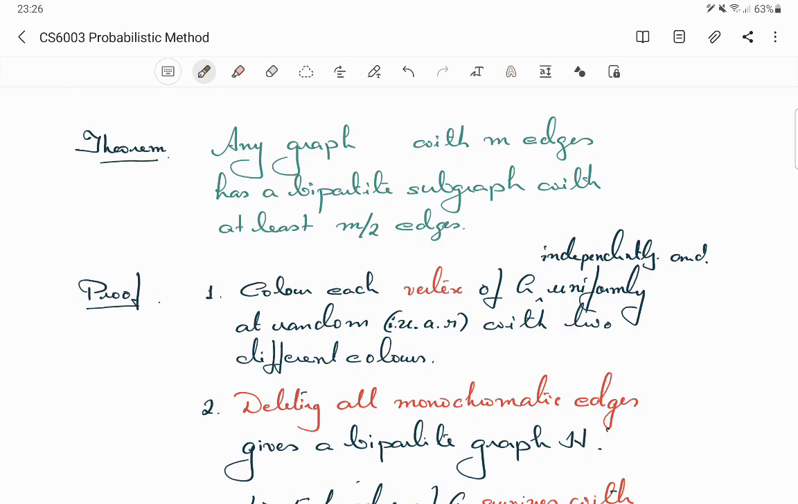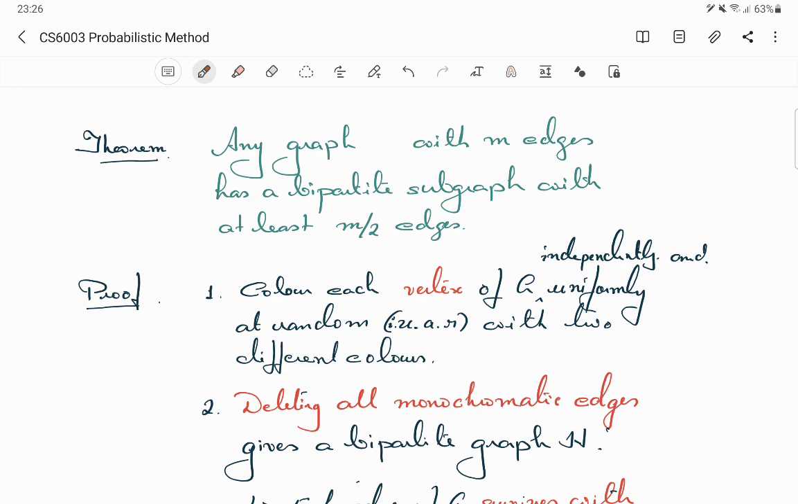The first thing to notice here is that the statement of the theorem is a very, very deterministic statement. It's not saying that with very high probability a graph with m edges has a bipartite subgraph with m by 2 edges. No, it's saying that always, any graph with m edges has a bipartite subgraph with at least m over 2 edges. So the statement has no uncertainty to it, but the proof used randomness.